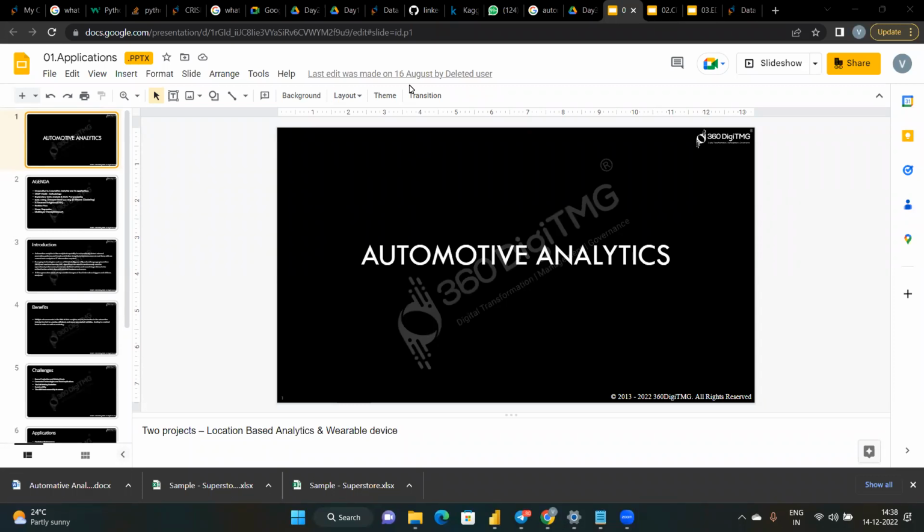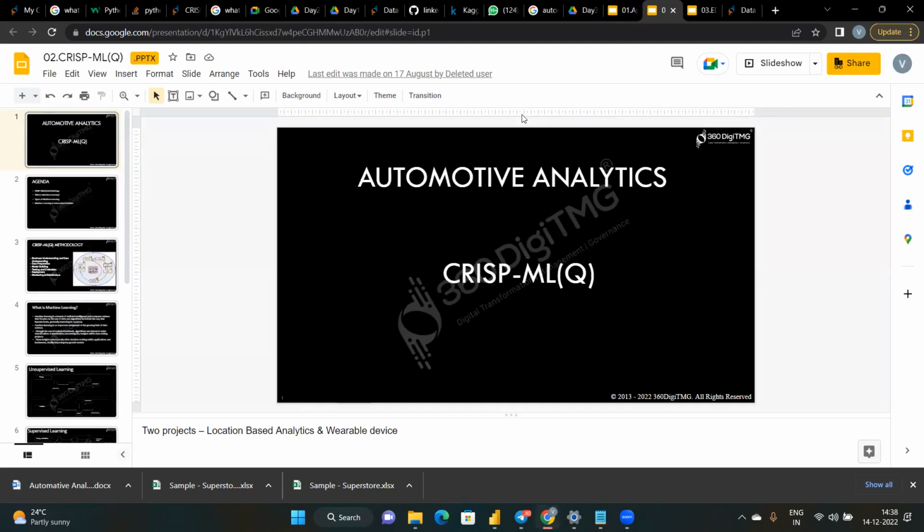So, as we know, we were seeing domain analytics, which is from 360DigiTMG. In domain, we were seeing automotive analytics, guys. On day one, we saw our agenda and introduction. On day two, we saw all the challenges we are going to face. What are the concepts? What are the next concepts we are going to learn?